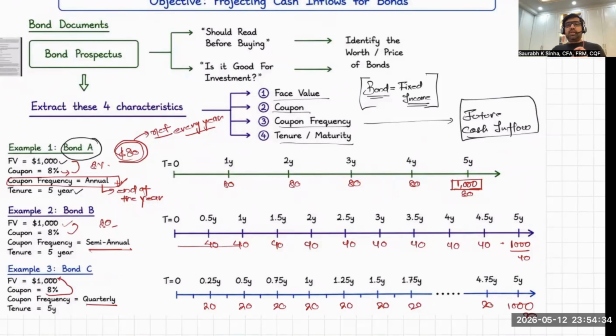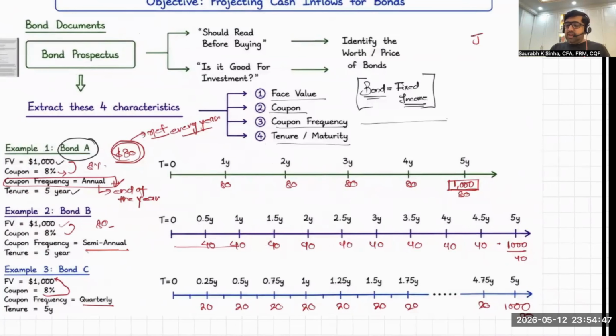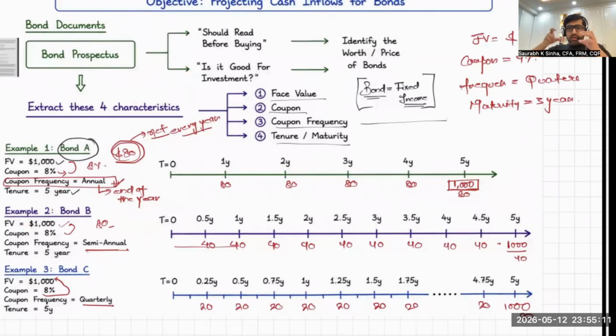If everyone is comfortable, can I give you a complex question? Please write. Face value $500, coupon 4%, frequency quarterly, maturity 3 years. If you can write on pen and paper, click the photograph, send it here. Awesome. Please tell me what would be the cash inflow.